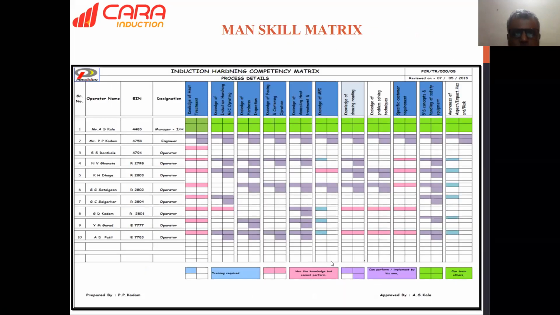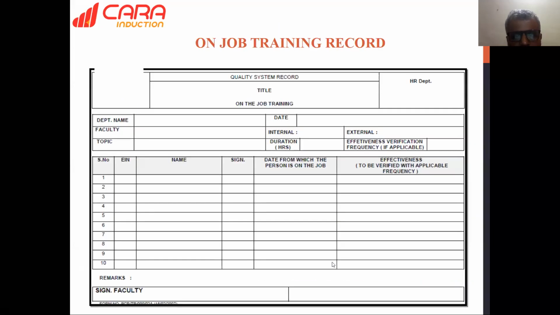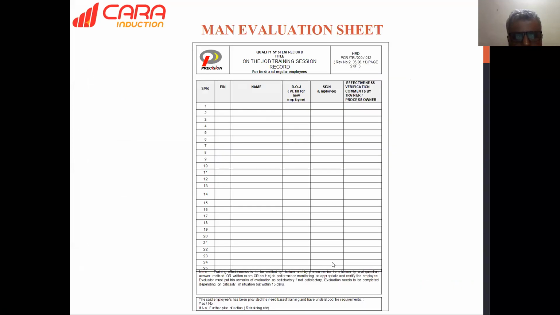This is regarding operator training. We need to identify what skill set is required for the induction hardening operator and induction hardening inspector, and plan the trainings accordingly for our operators and inspectors. So this is an example of the skill matrix sheet. Next, that is the on-job training record. We need to maintain all those things because of skilled manpower. Next, sir.